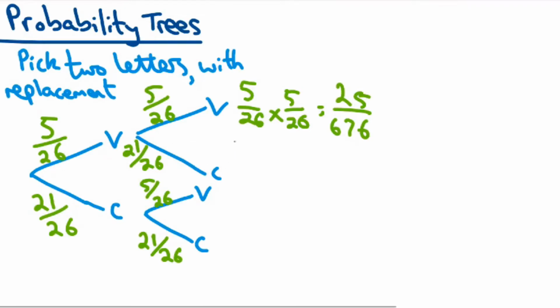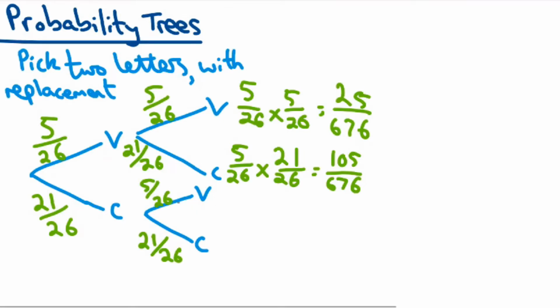For a vowel and then a consonant, again we're just timesing along the branch, the route that you're taking. So 5 over 26 times 21 over 26. This is going to give you 105 over 676. Again, it's out of the same total because it's all of them out of 26 times 26.